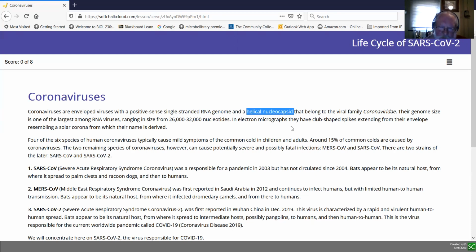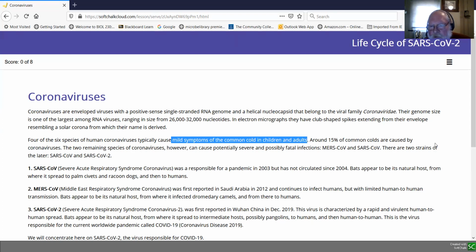The coronaviruses belong to a viral family called the Coronaviridae. There are 6 species of human coronaviruses, and 4 of those 6 typically cause mild symptoms like the common cold in children and adults. In fact, about 15% of common colds are caused by these 4 species of coronaviruses. The 2 remaining species, however, can be much more severe and cause even fatal infections.